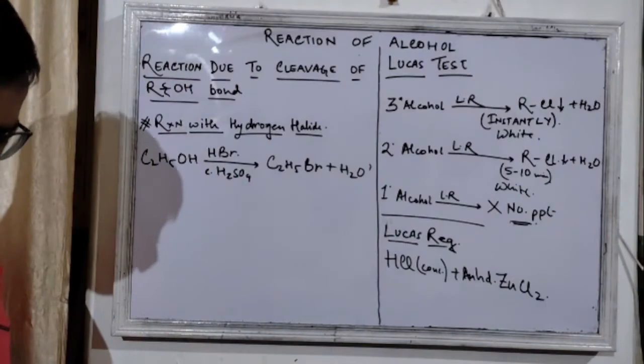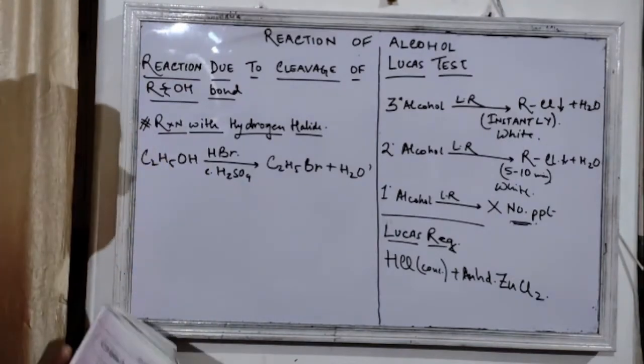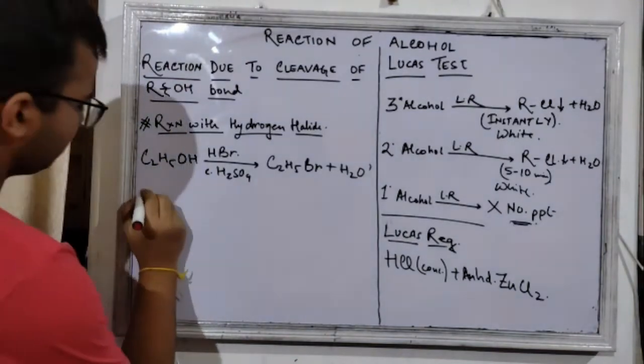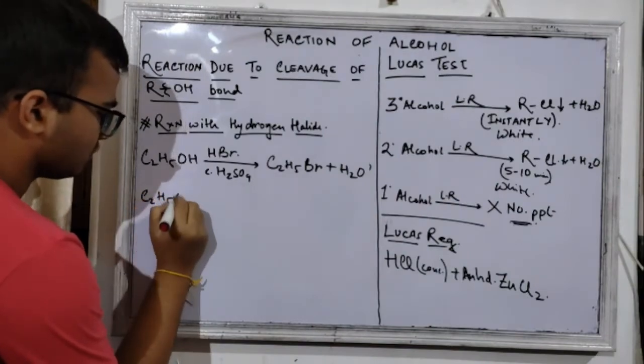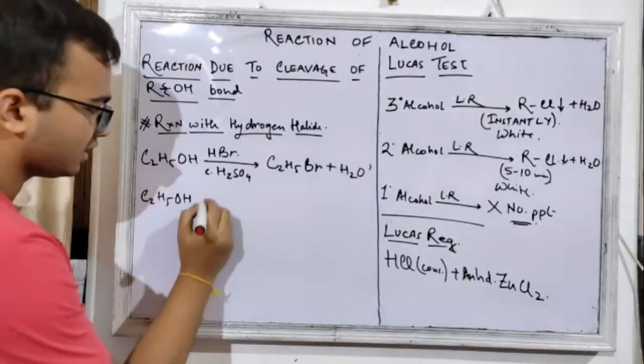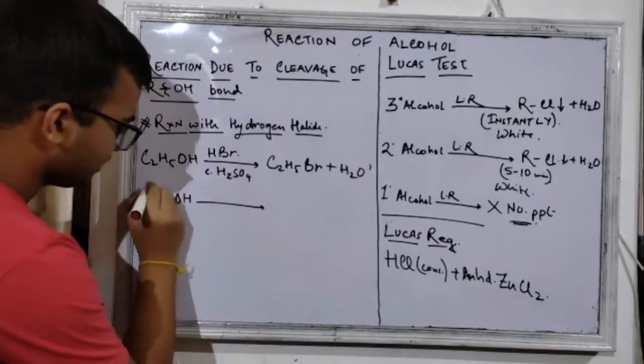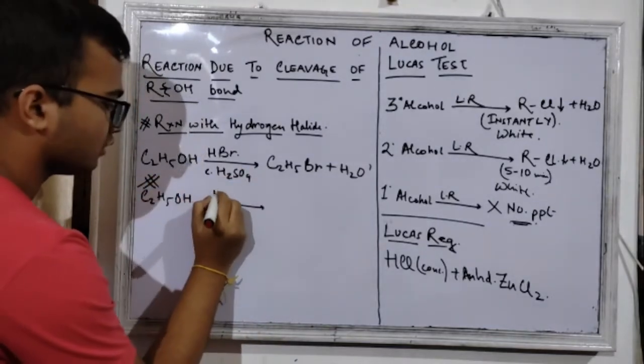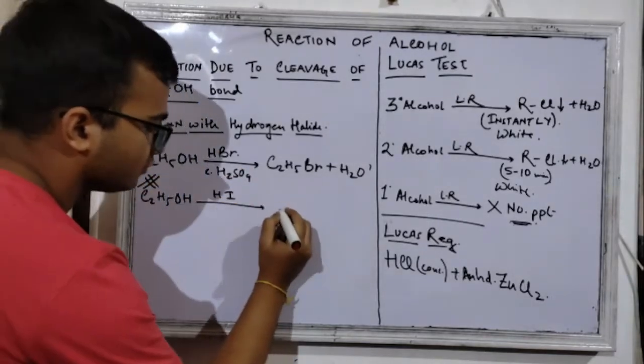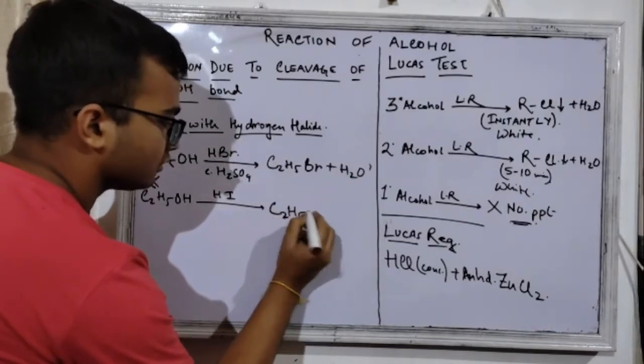Right? Now you have to keep another thing in mind. When you treat C2H5OH with HBr or HI, this is a different sort of reaction. In that case, you do not need any catalyst.